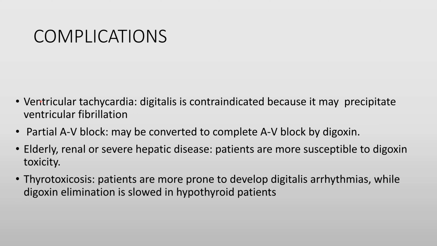Complications of digoxin. Ventricular tachycardia: digoxin or digitalis is contraindicated because it may precipitate ventricular fibrillation. Digoxin primarily affects the electrical conduction system of the atria rather than the ventricles. Therefore, its effectiveness in terminating or controlling ventricular tachycardia is limited. Partial AV block may be converted to complete AV block by digoxin.